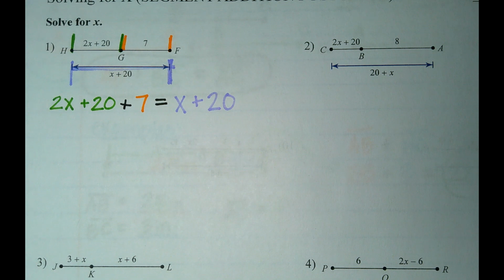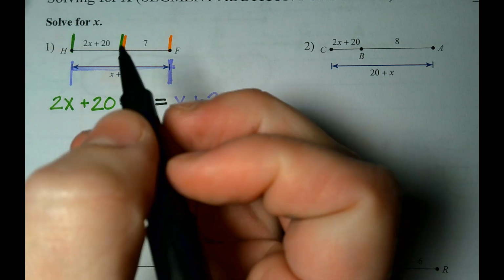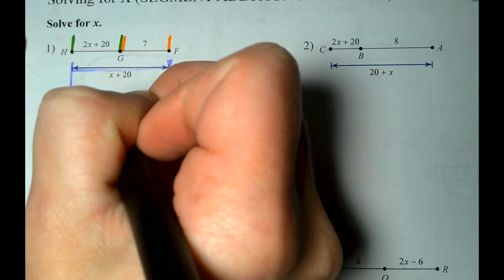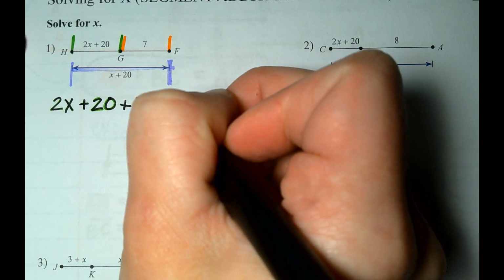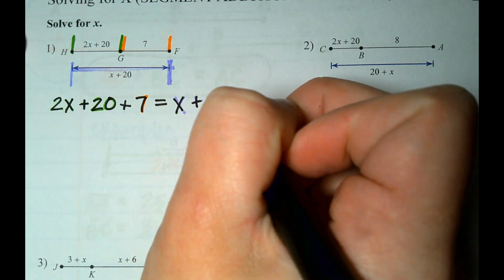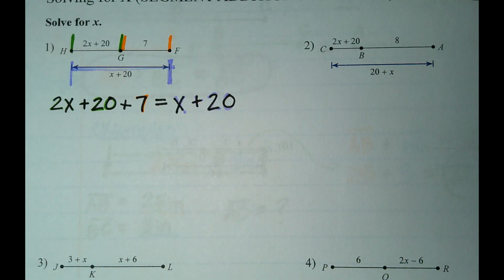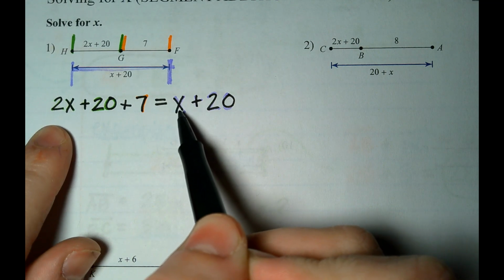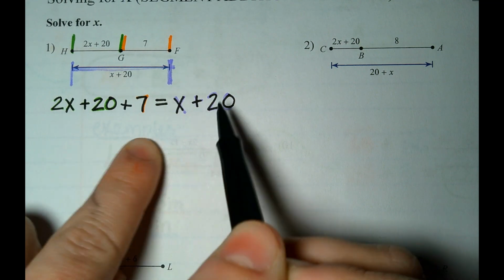So let's look here now. We just have an equation. I'm going to kind of trace over this in one color so it doesn't look too crazy. 2x plus 20 plus 7 equals x plus 20. What's the first thing we should do when we're solving an equation? Get rid of the x's? We want to get our variables all on the same side of the equal sign, okay?